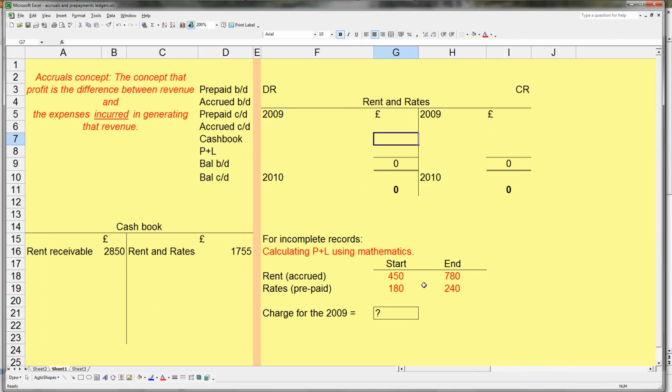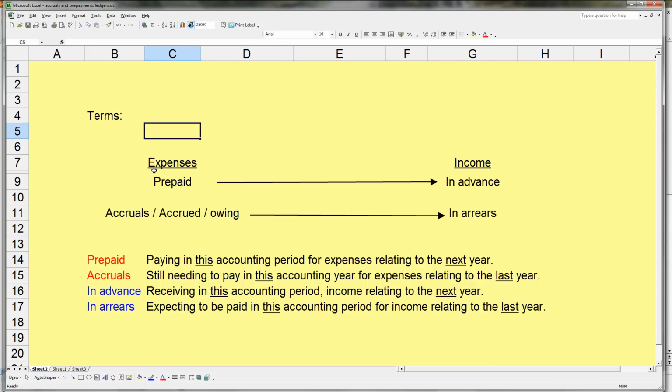So rent and rates, start off with some language first of all. We need to go through terms. Expenses, in terms of the language, we use prepaid for expenses, and we use accruals, accrued or owing, for expenses. The income, we don't use prepaid. You can say prepaid income, but we typically use in advance. And then in arrears is money owing in terms of income. So please use that language first of all.